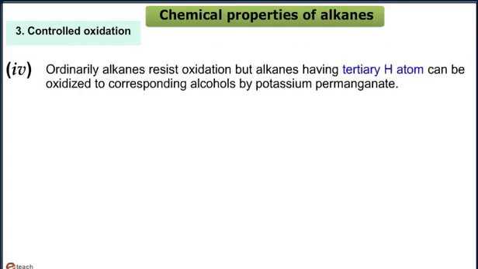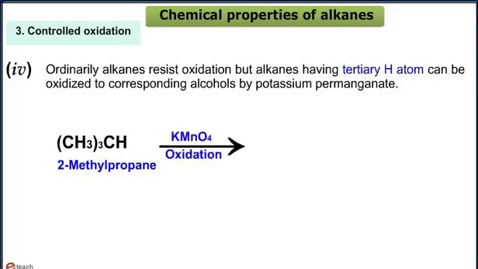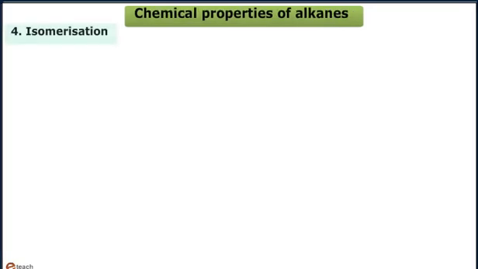Ordinarily, alkanes resist oxidation, but alkanes having tertiary hydrogen atom can be oxidized to corresponding alcohols by potassium permanganate. Consider the reaction (CH3)3CH, that is 2-methylpropane, in presence of KMnO4 gives (CH3)3COH, that is 2-methylpropan-2-ol. The fourth reaction is isomerization.